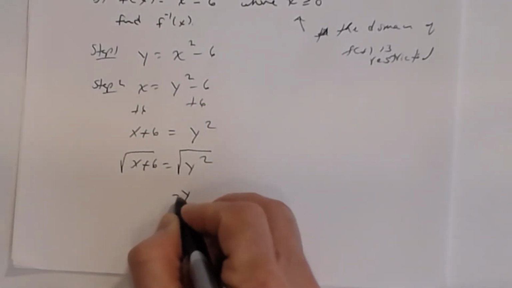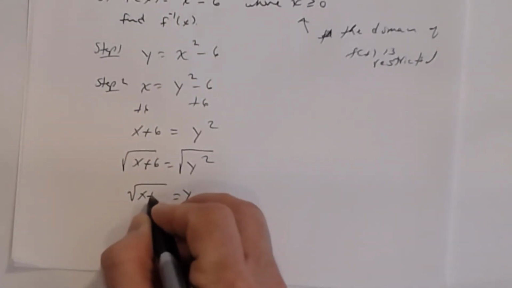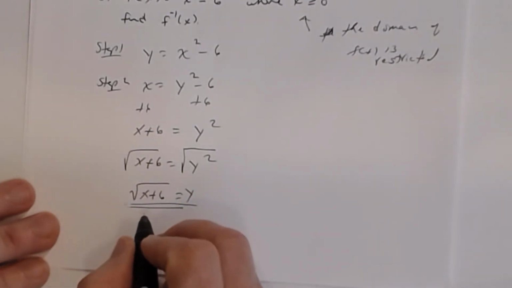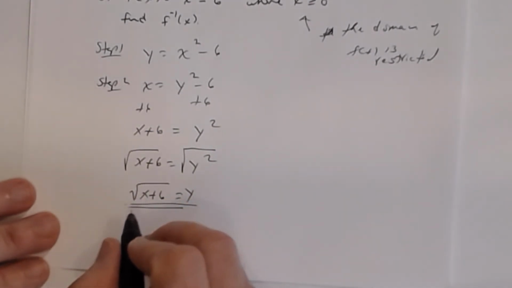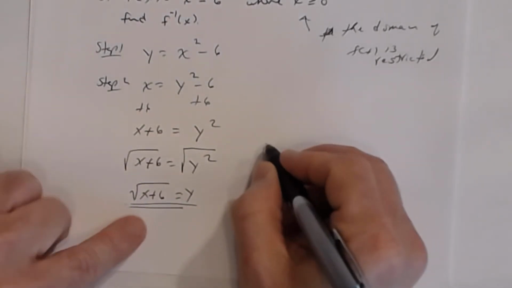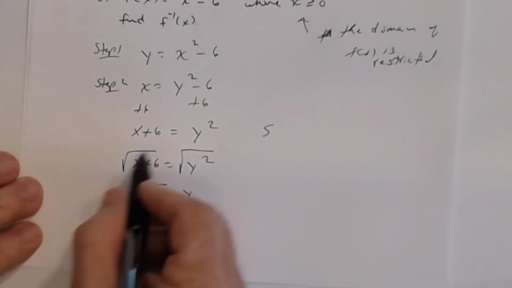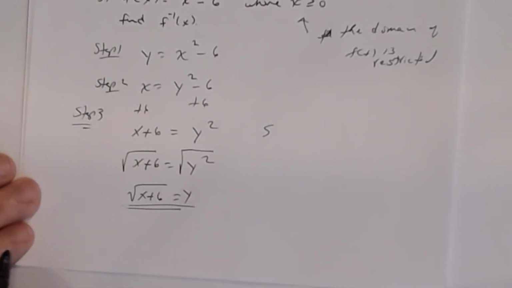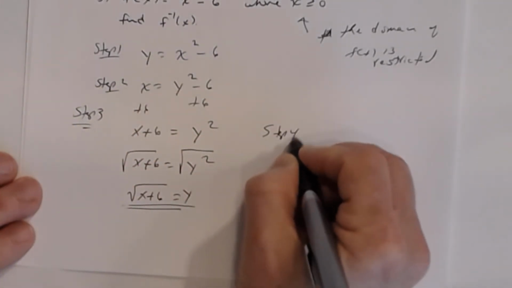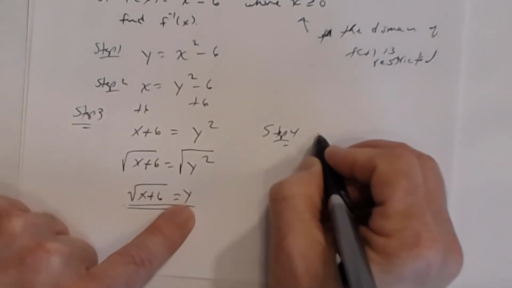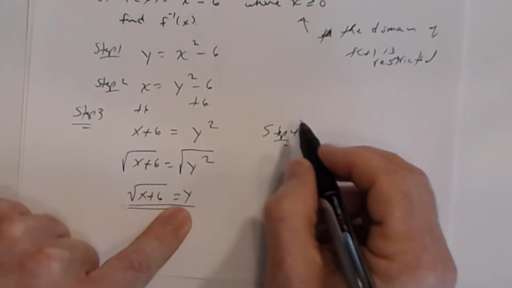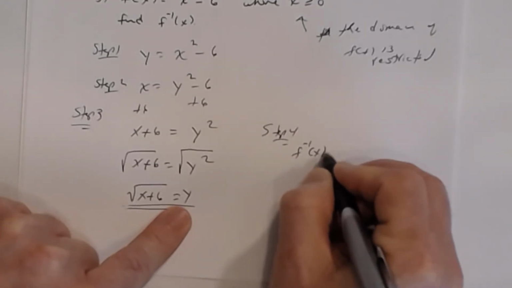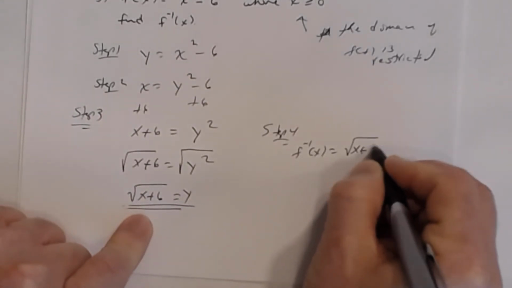So you're going to say y equals the square root of x plus 6. So that's the one you're going to use. Don't do plus or minus. You're only doing the positive square root. So step 3 was to solve. I kind of did step 2 and step 3 together. Step 4 is now you replace y with the inverse. So f inverse of x equals the square root of x plus 6.